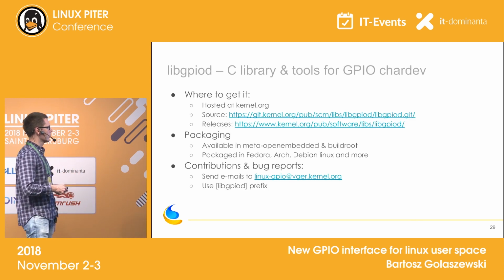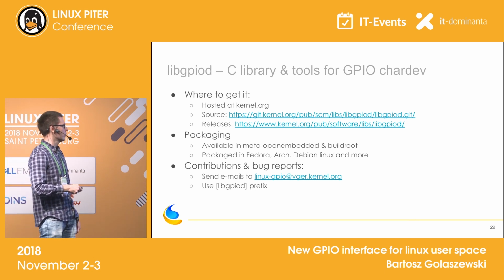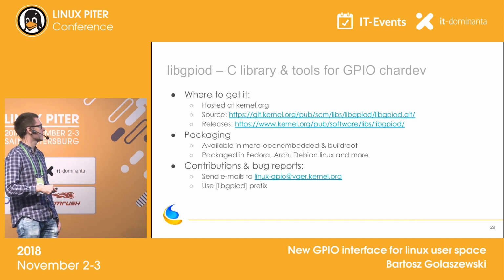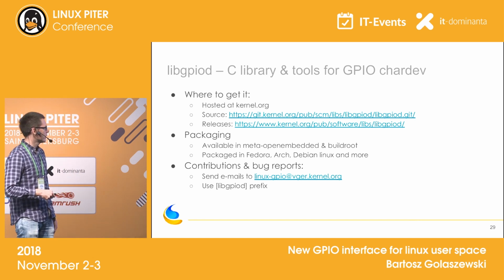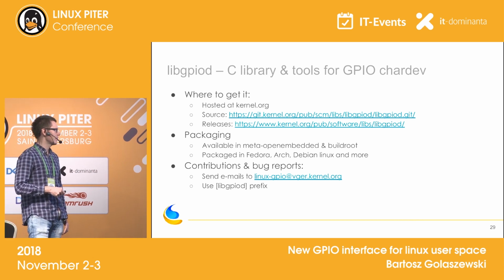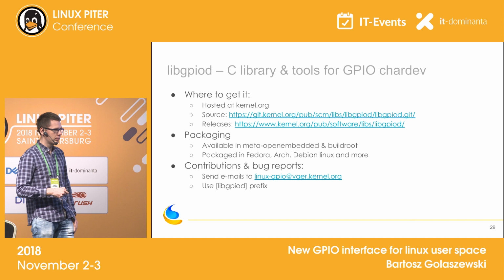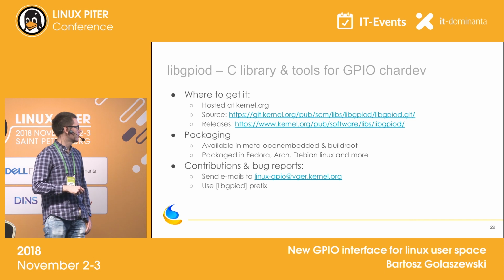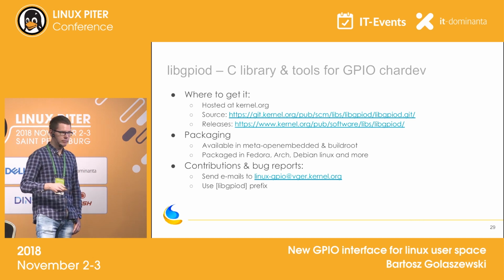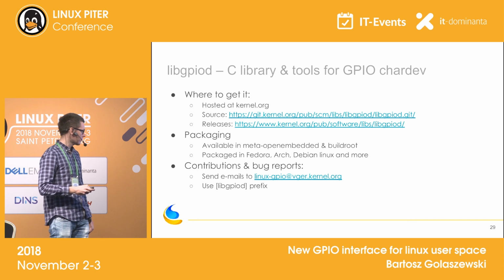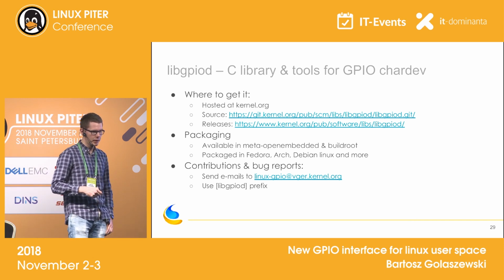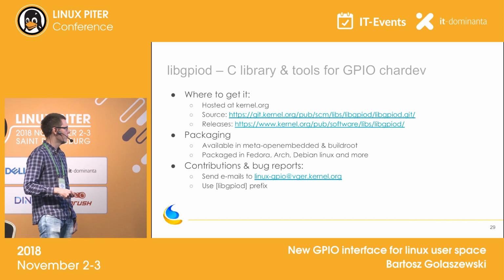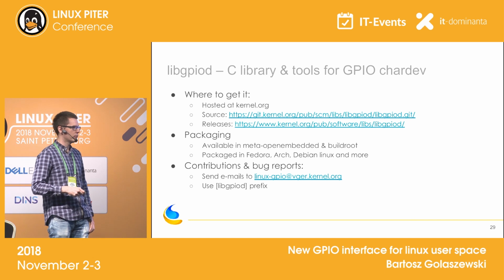So this is hosted at kernel.org. You can find the source in my Git tree on git.kernel.org. The releases are available there as well as tarballs. The project has been packaged in Meta Open Embedded and built by me, and I actually maintain these recipes. Some other people have packaged it for Fedora, Arch, Debian, I think some other distributions as well. Contributions and bug reports are welcome. Please send emails to the Linux GPIO kernel mailing list. Just prefix it with libgpiod.